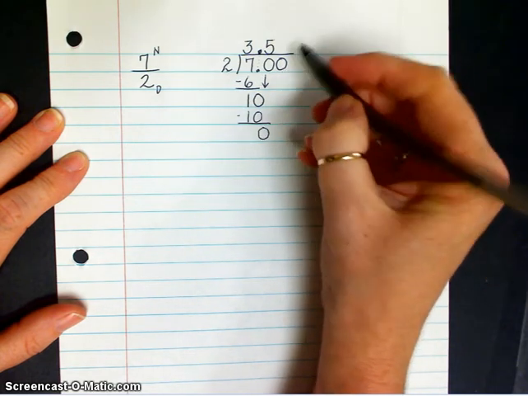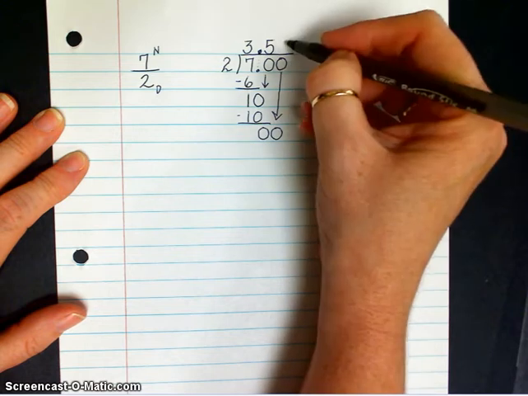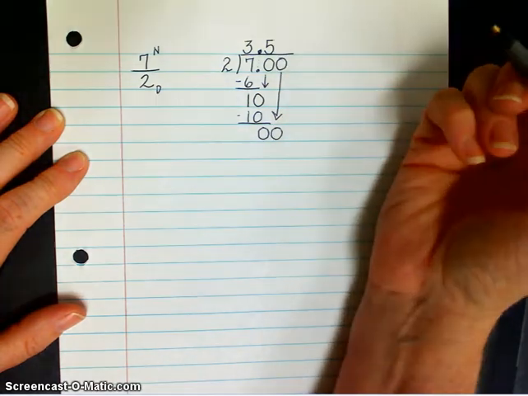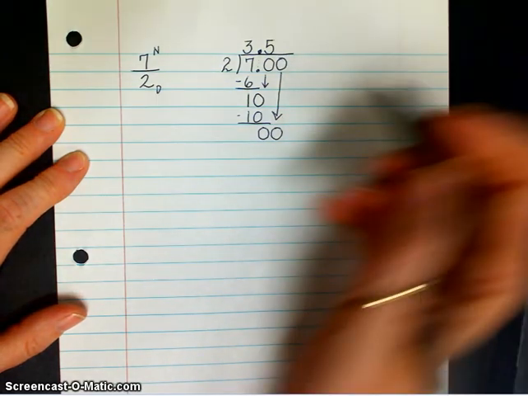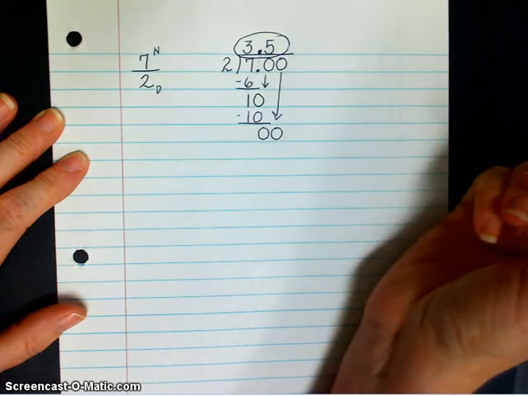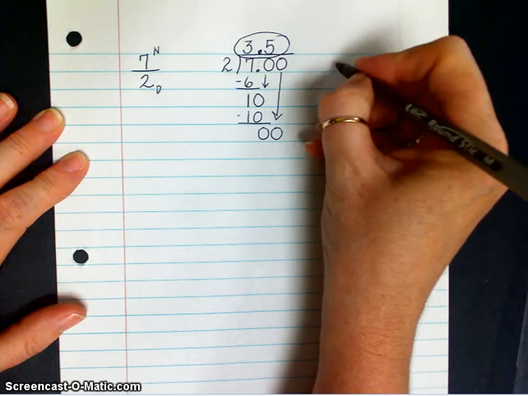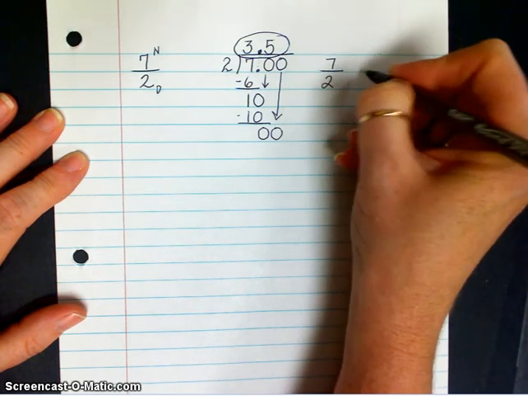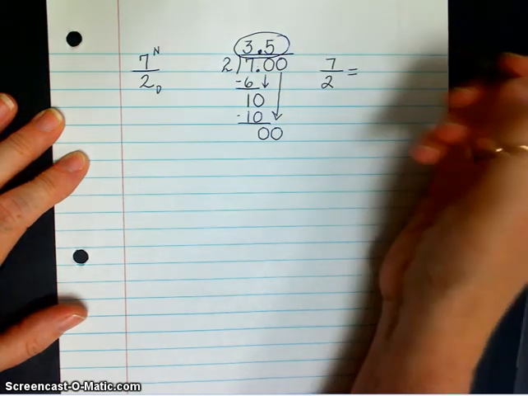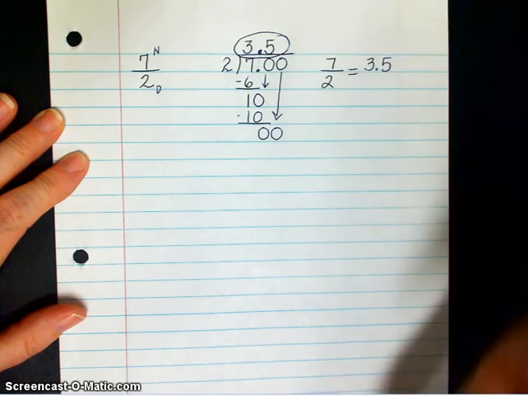Is there any need to bring this 0 down? No, because even if we did, we would just have a place filler of 0 there. So I want you guys to see, because we got 3.5 as our quotient, this is the equivalent. 7/2 is equal to the exact same thing as 3.5.